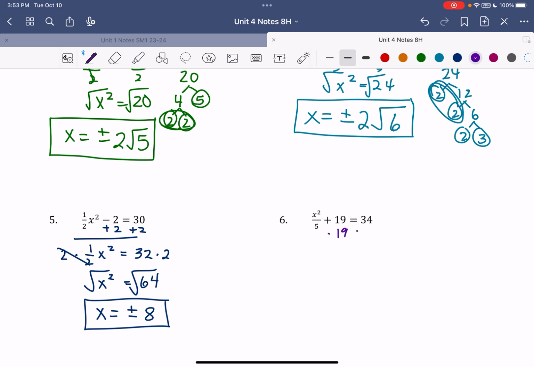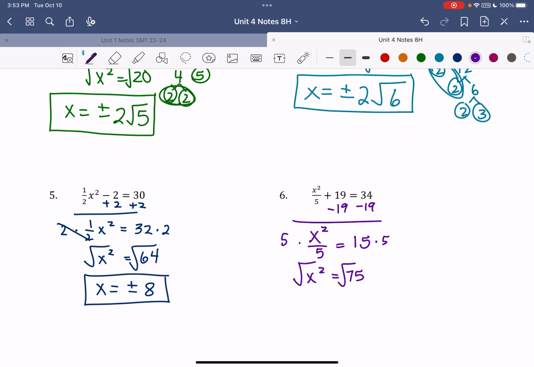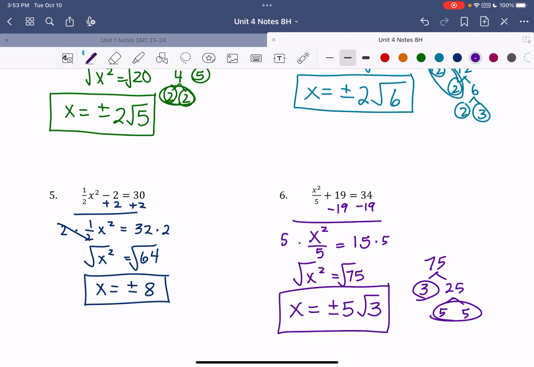All right, subtract 19. So 34 subtract 19 gives us 15. So we have x squared divided by 5 equals 15. Then we're going to multiply by 5. So x squared is equal to 75. We're going to square root both sides, breaking down 75, which is 3 times 25. And 25 is 5 times 5. So 5 breaks out, 3 stays behind. So x is equal to positive and negative 5 square roots of 3.